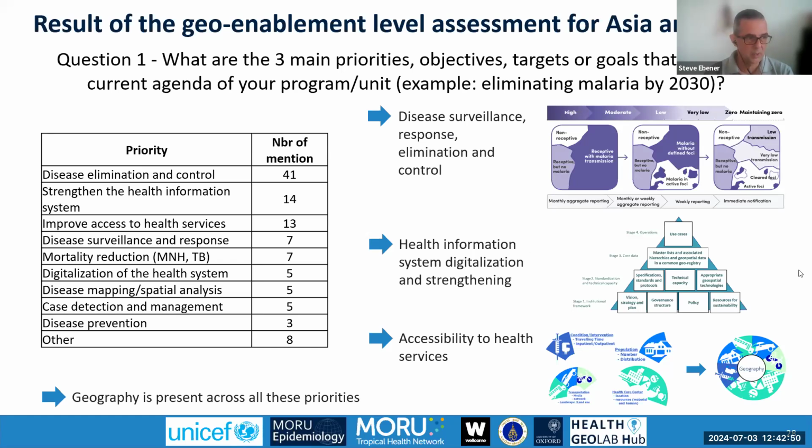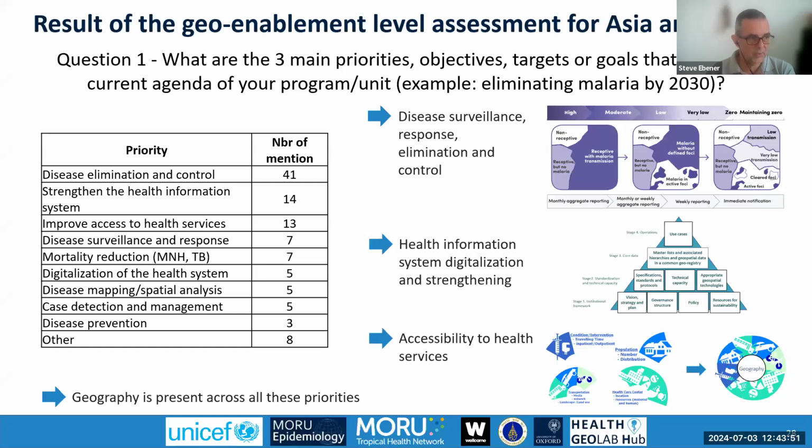The second priority, the strengthening of the health information system, includes, but is not limited to, improving reporting, data quality, and information system interoperability. So this type of priority is connected to the digitalization of the health system. As we saw during the first module, the geo-enablement of the health information system contributes to the digitalization of the health system. And as we will see during the fourth module of the training workshop, it also contributes to data quality and interoperability. So again, it's not a geographic dimension per se, but more the role that geography, geospatial data, and technologies can bring to the digitalization and strengthening of the health information system.